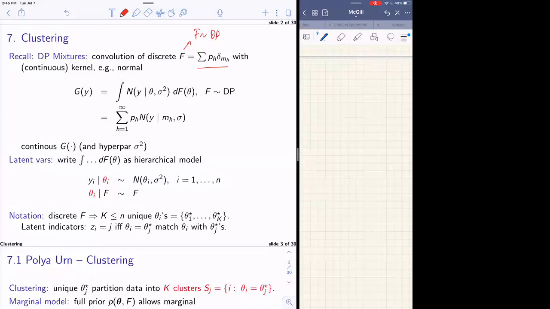If you want to turn the discrete random probability measure into something continuous, remember our trick was to replace these discrete point masses by little Gaussian kernels. In other words, do a convolution of the discrete probability measure with a Gaussian kernel. Then what we get in the end is simply a Dirichlet process mixture of normals.